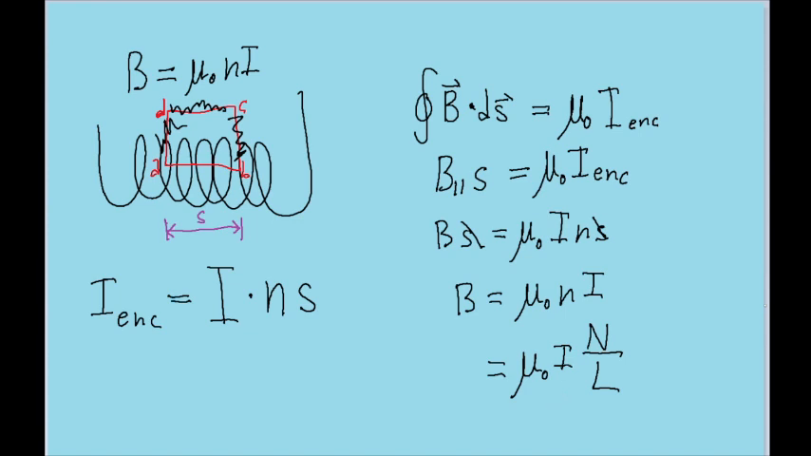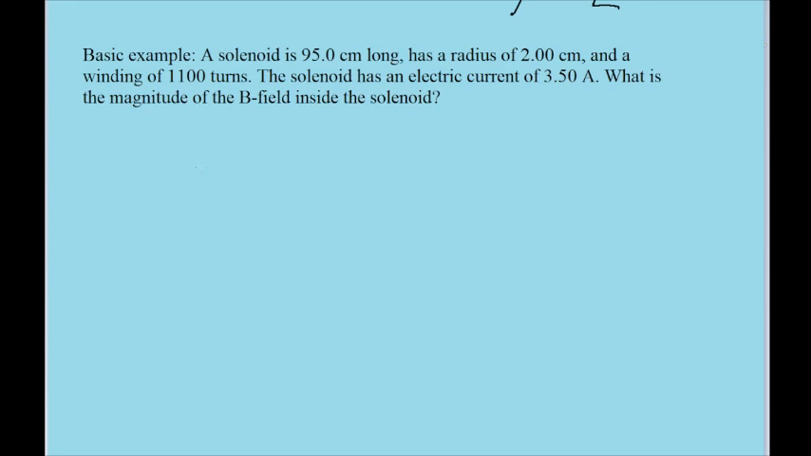To hopefully make all of this more clear, let's go through a simple example problem. Let's say we have a solenoid that is 95 centimeters long, has a radius of 2 centimeters, and the solenoid has a winding of 1100 turns. It also has an electric current of 3.50 amperes flowing through the wire. And in this basic example problem, we want to find the magnitude of the B field inside the solenoid.